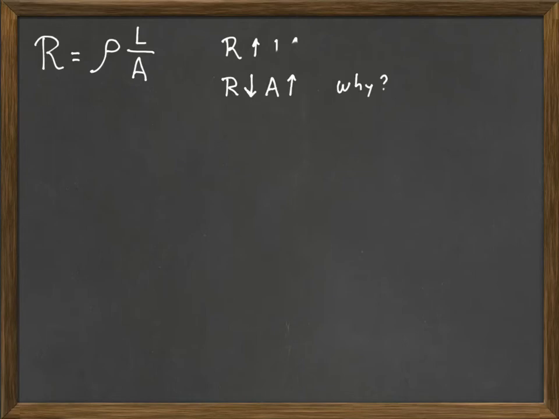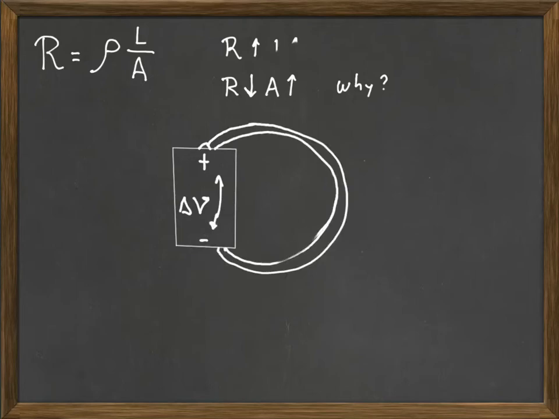But also an interesting one, perhaps even more interesting, is the fact that the resistance decreases when we make the area of the wire bigger. So why is that? So let's consider a battery with a difference in potential delta V across the terminals, and let's say that we connect a wire between the two terminals of the battery. This wire has a cross-section A and it has a length L, and it carries a current I, which is given by Ohm's law, delta V over R.